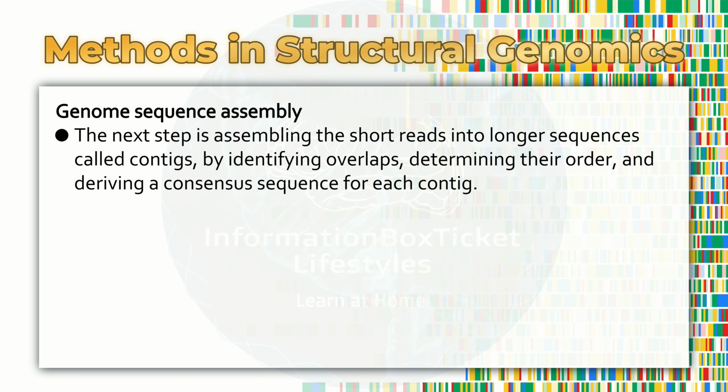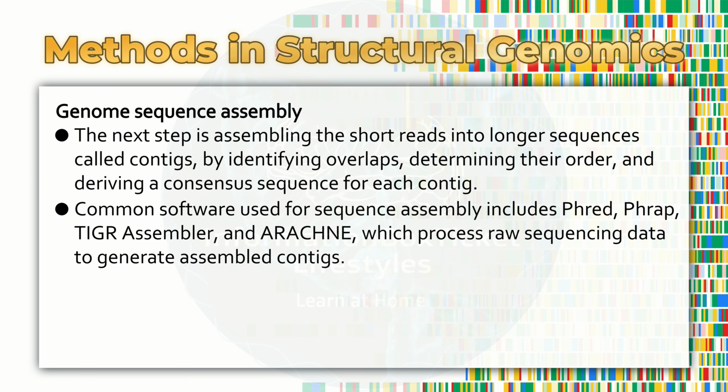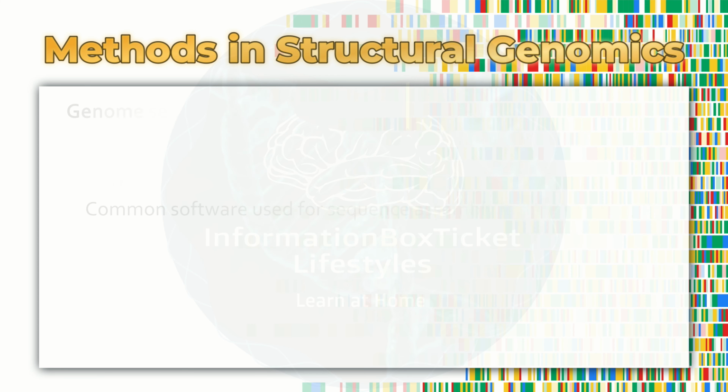The next step is assembling the short reads into longer sequences called contigs by identifying overlaps, determining their order, and deriving a consensus sequence for each contig. Common software used for sequence assembly includes FRED, FRAP, TGR Assembler, and Arachne, which process raw sequencing data to generate assembled contigs.